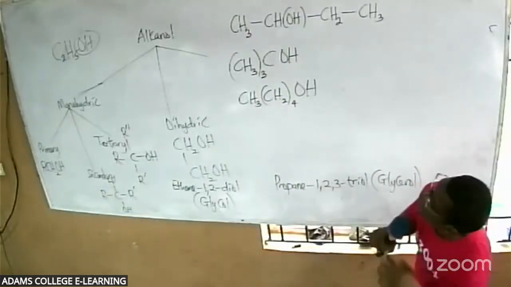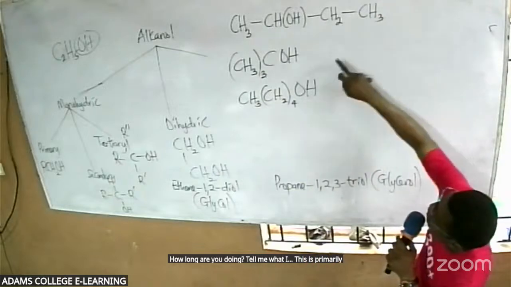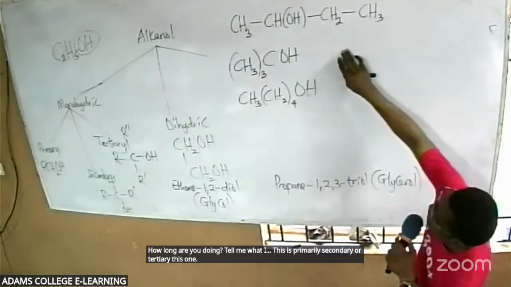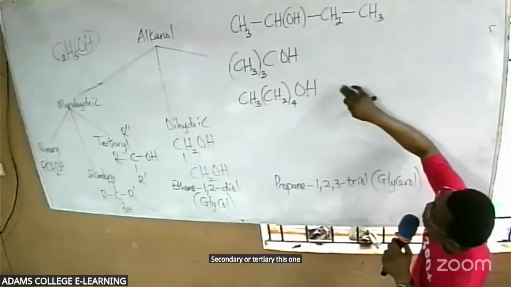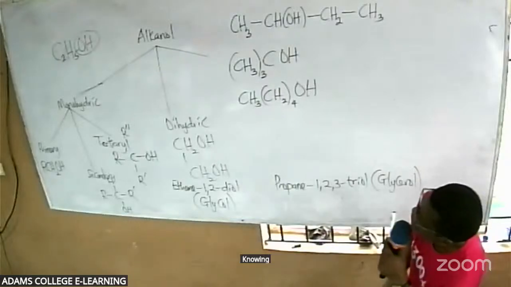So what are we doing? Tell me whether this is primary, secondary, or tertiary. This one, primary, secondary, or tertiary. This one, primary, secondary, or tertiary. That's number one. Number two, name the compound. 10 seconds.